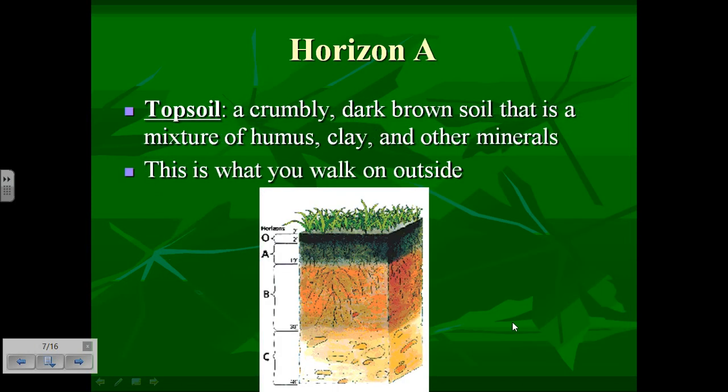Now, the first layer is called topsoil or Horizon A. Horizon A usually contains topsoil and consists of both Horizon A and Horizon O in some cases. Topsoil itself is a crumbly, dark brown soil that is a mixture of humus, clay, and other minerals. This is what you see when you walk outside.